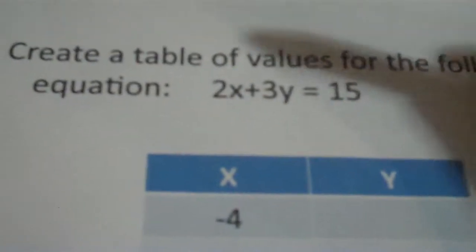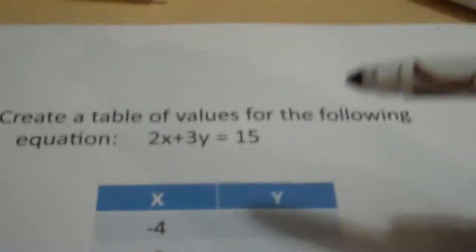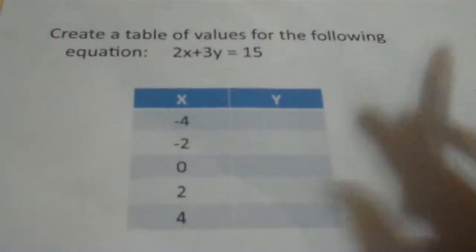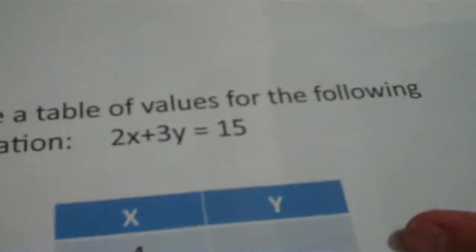And here, I need to write this down. Create a table of values for the following equation. 2x plus 3y equals 15. And then here's a table. Go ahead and real quick, copy that down, and then also copy down this table exactly as it looks. So pause, copy that down. Okay? If you're here so far, I'm assuming it's already copied down.